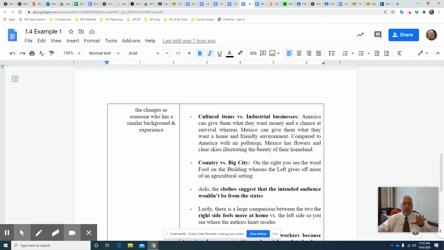Compared to America with air pollution, Mexico has flowers and clear skies. She pointed to specific evidence. Country versus big city. On the right, you see the word for in the building, whereas the left gives off more of an agricultural setting. So she talked about these very specific pieces of evidence. She did it in a diagram-like way. When you write your final essay, no, you're not going to want to do that, but this was fine for this assignment. I had no problem with it.